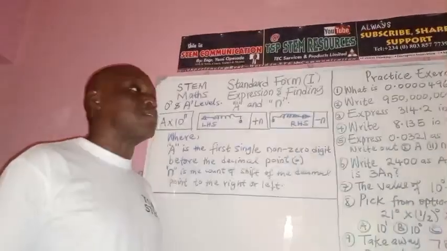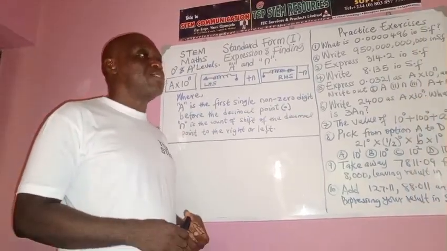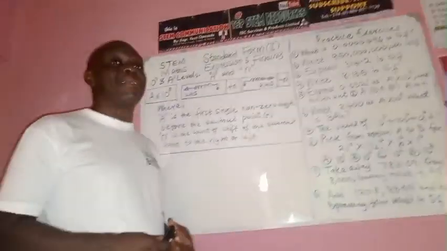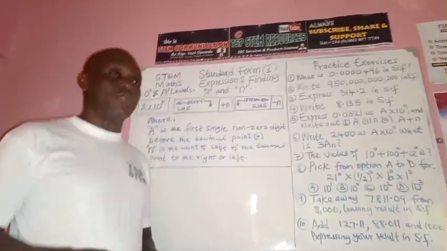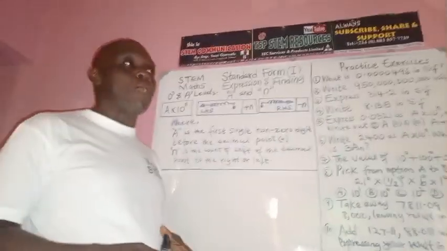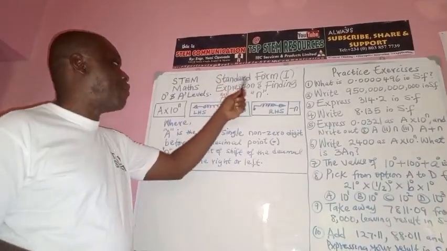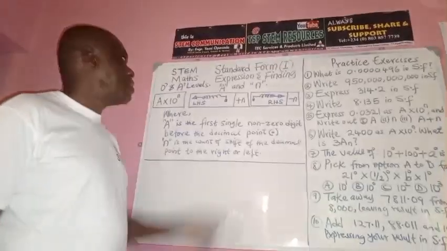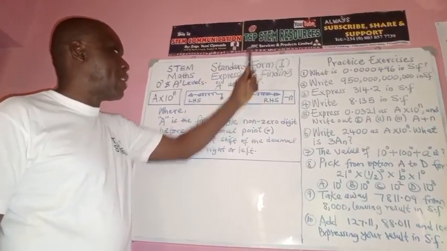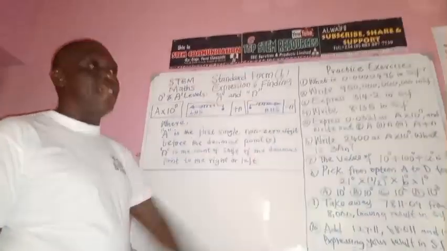It is interesting because its usefulness cuts across all levels of education, from primary down to university level. There is no level in your mathematical career that you will not come across this particular topic I'm about to treat now. We will have it in part 1 and also in part 2. For part 1, we are looking at standard form, part 1, expression and finding A and N.